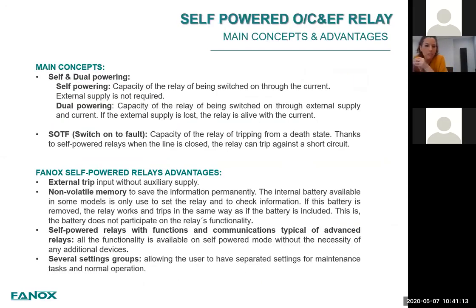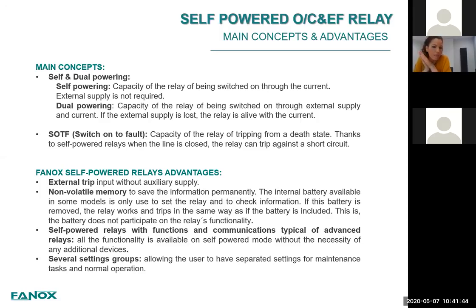And finally, I just wanted to clarify some advantages of the Fanox self-power relay and some main concepts, just to be sure the idea of the self-power relays is clear. So just to consider the differences between self and dual powering. The self-powering is the capacity of the relay of being switched on through the current. External supply is not required. And dual powering is the capacity of the relay of being switched on through external supply.